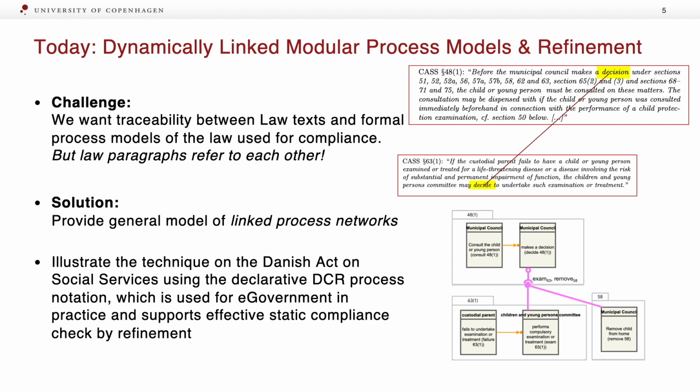So the challenge for us is to be able to decompose those into models, in this case different paragraphs of different processes, and to preserve the semantics that these relations have. Today we're going to explore these relations based on an extension called linked process networks, in which one process represents a law, and then the relations between these are communication between different process models.